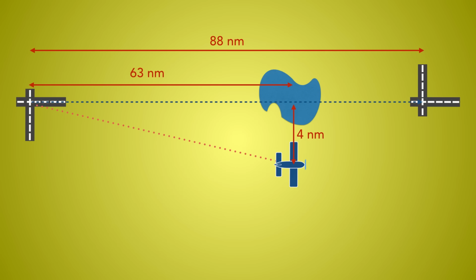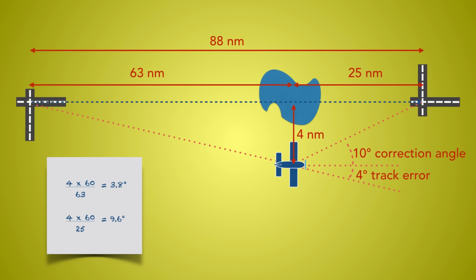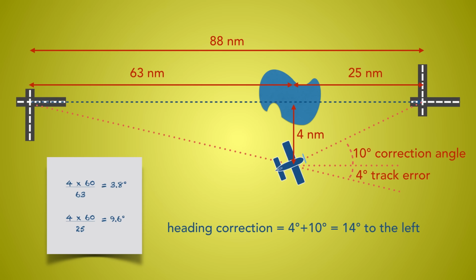the lake. By using the 1 in 60 equation, you determine that your track error is 3.8 degrees, which you round off to 4 degrees to the left. You still have 25 miles to go and you determine your correction angle to be 10 degrees. So, when you combine the track error with the correction angle, this gives you a 14 degree heading correction to the left for a direct track to your destination.